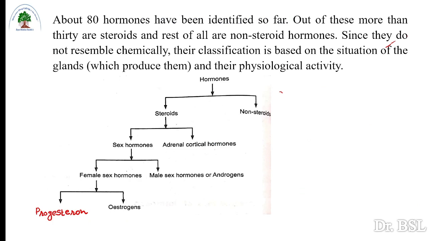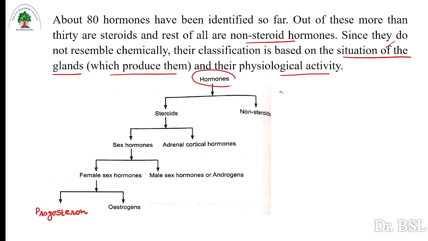So, about 80 hormones have been identified so far. Out of these, more than 30 are steroids, and the rest are non-steroids. Since they do not resemble chemically, their classification is based on the situation of the gland which produces or secretes them and their physiological activity.